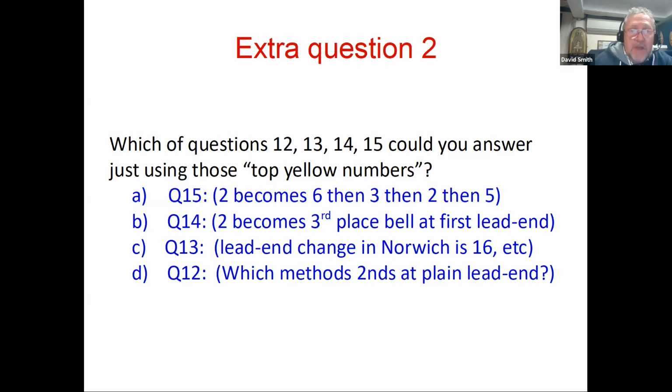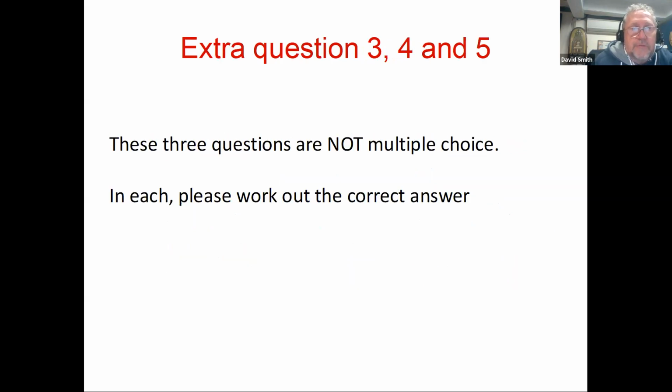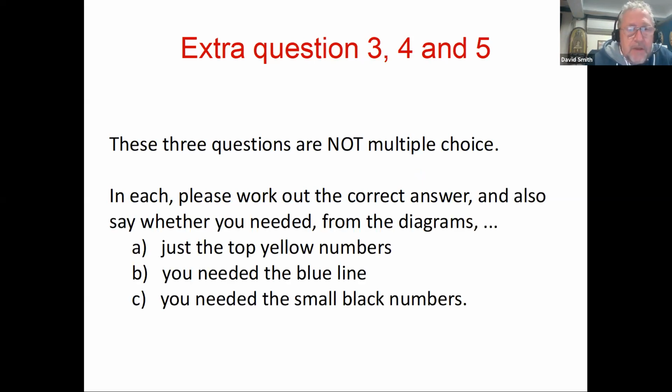So that's quite correct. The remaining questions of these extra questions still emphasize this same thing. They're questions which are sensible questions in their own right, but we're also looking at how you get the correct answer. They're not multiple choice questions, so a verbal answer is needed. So I want you to work out the correct answer, but also say, what information did you need? Could you do it, as we've just been discussing, just from those yellow numbers at the top?